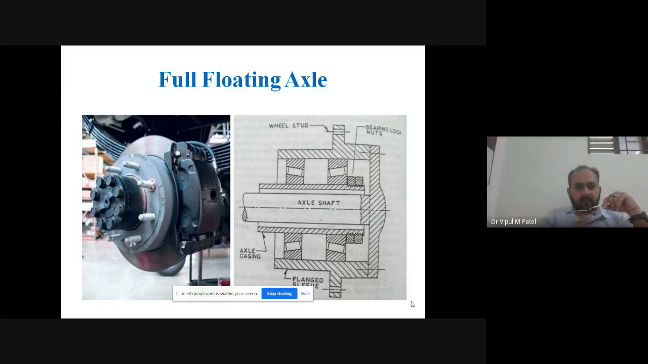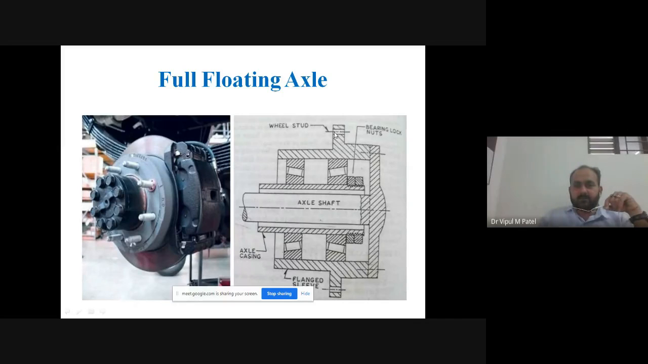So in the live figure, you can see how it is with a disc brake. You can see the disc brake and its disc, and with the wheel hub, how we can join the axle shaft to the wheel, and how we can transmit the power to the wheel. This one is the axle shaft, you can see in the slide.